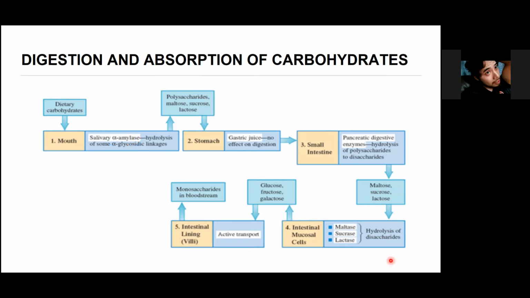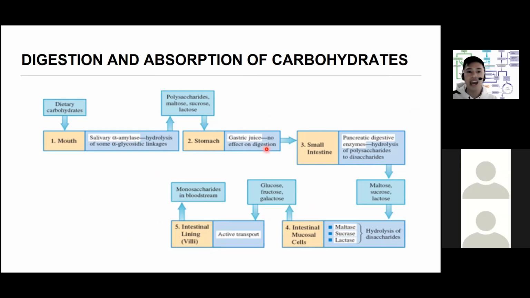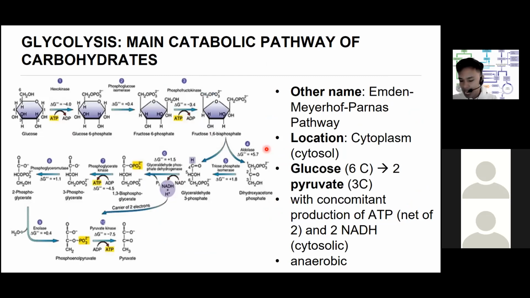So once your monosaccharide enters the cell, it will undergo the process known as glycolysis. Glycolysis is the main catabolic pathway of carbohydrate. This connects the link as to how we are able to convert carbohydrate into acetyl-CoA. In other words, this is the link as to how carbohydrate can now enter the Krebs cycle. Do you follow? So this is the link.